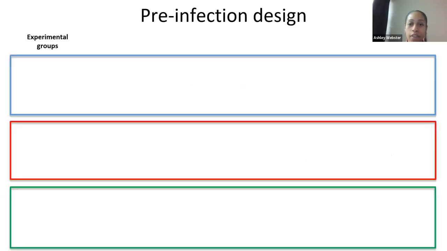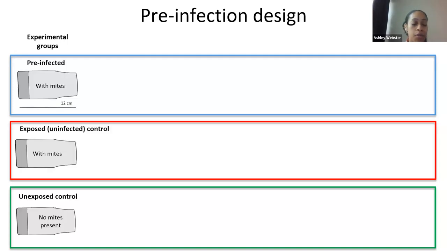To test this, the pre-infection design had three experimental groups. These are flies that were placed into chambers, which are jars that had mites present. And those that became infected were the pre-infected group. Those that did not become infected were our exposed control. And then we also had an unexposed control. These were flies that were placed into chambers but did not have any mites present.